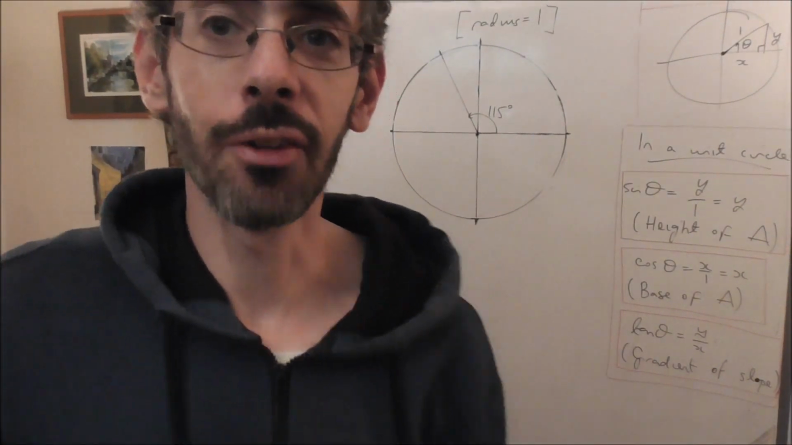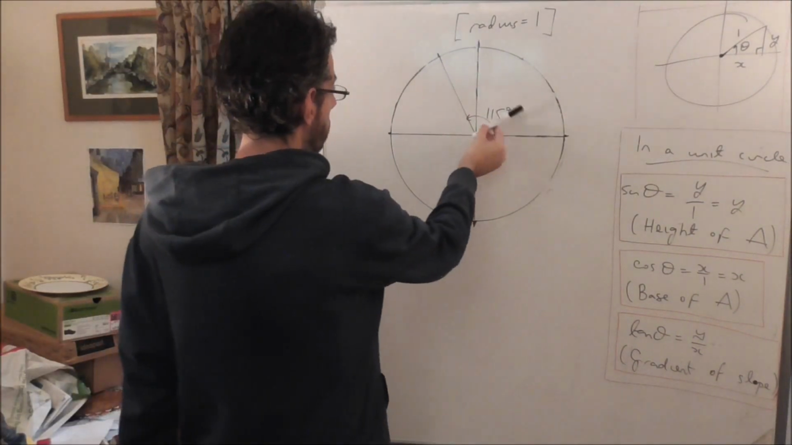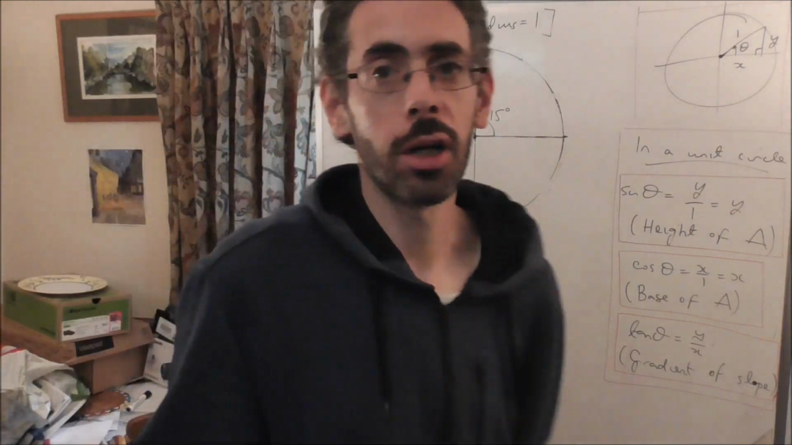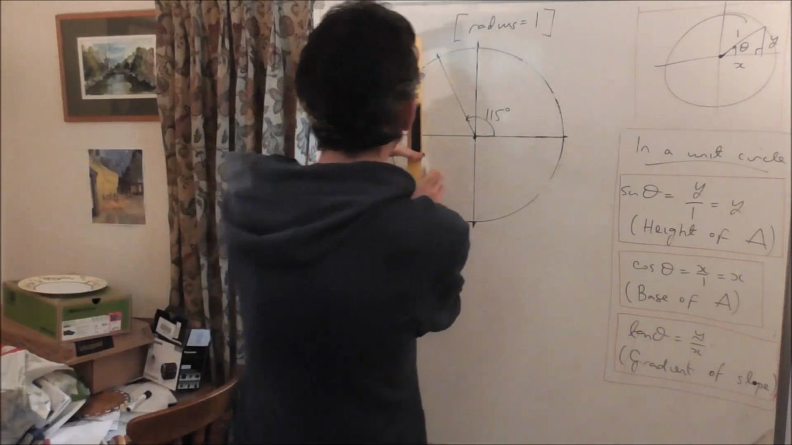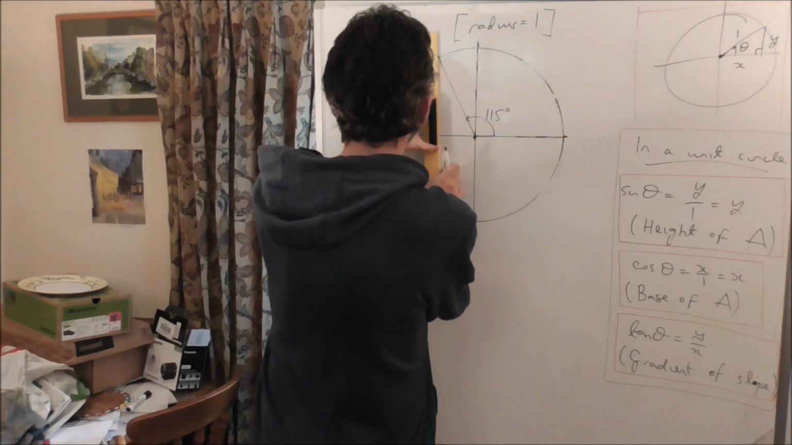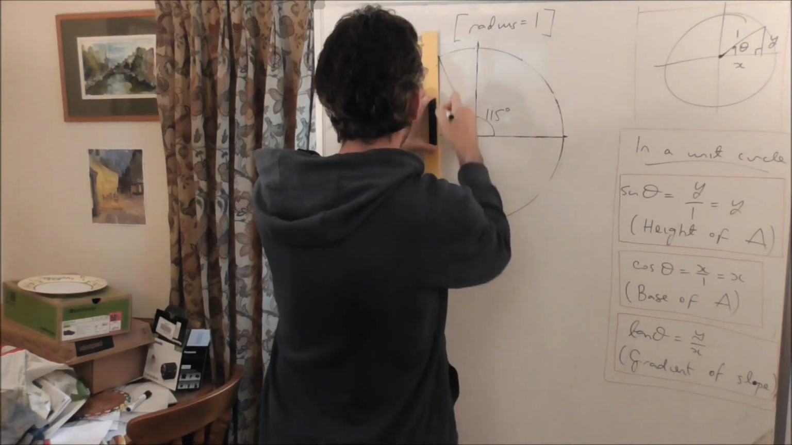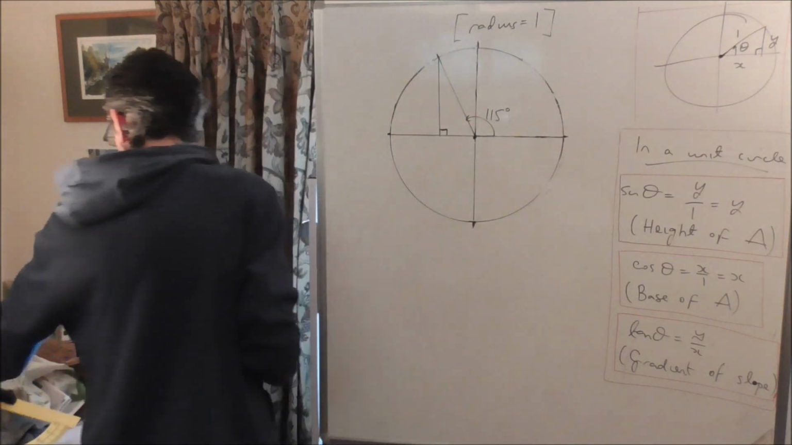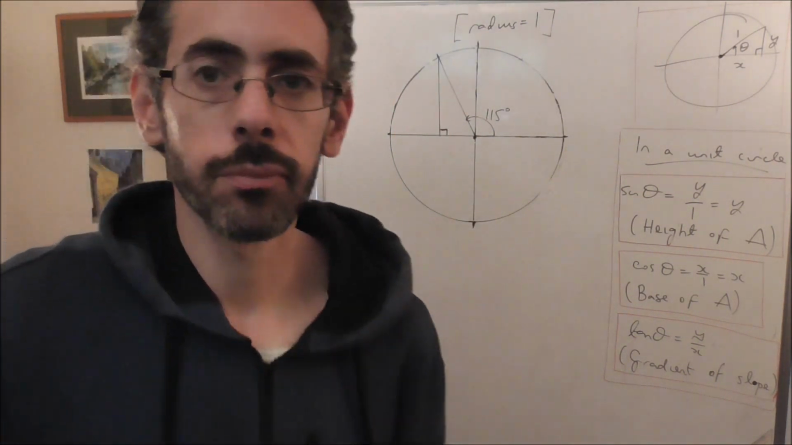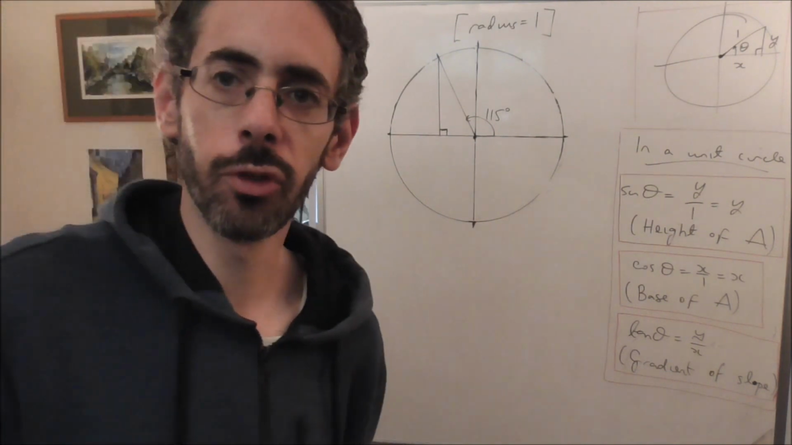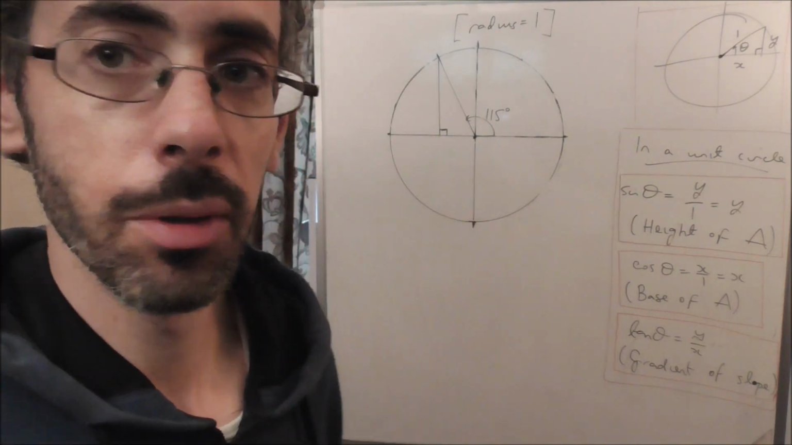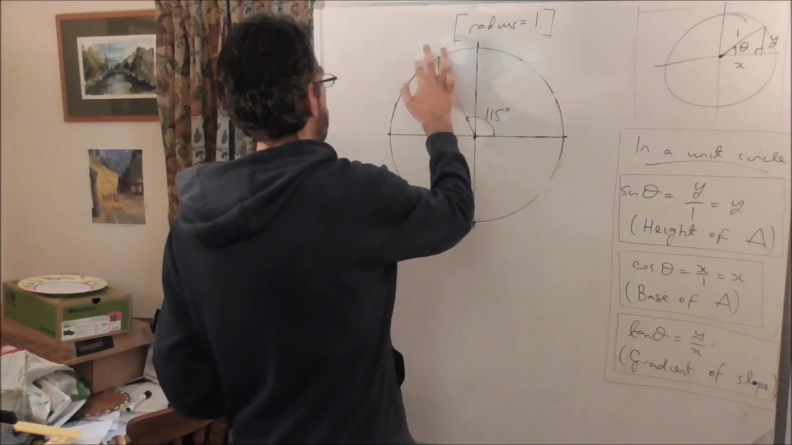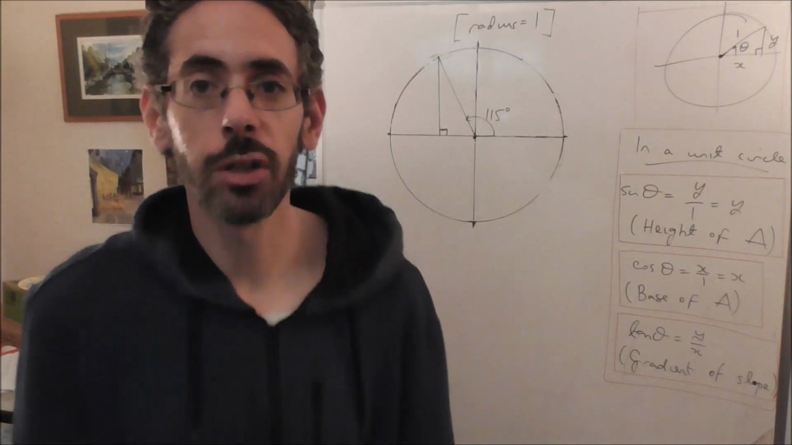This time I measured 115 degrees round from the horizontal. To talk about sine, cos and tan of 115, I need to form the triangle. So let's drop a line down. We're going to estimate sine, cos and tan for this angle, 115 degrees. And now some of sine, cos and tan will be negative. Let's estimate sine 115.